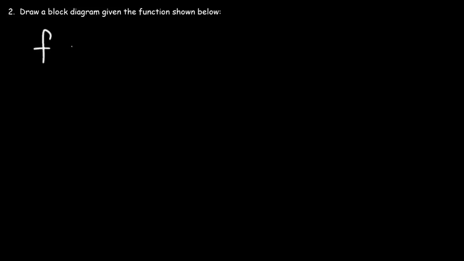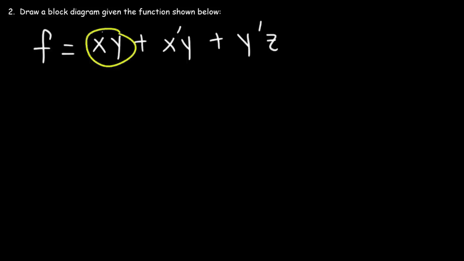Here's another function. Let's say we have f is equal to XY plus X prime Y plus Y prime Z. So go ahead and draw a block diagram for that given function. So notice that here we have what is called a product term. So we're going to use an AND function for this product term.